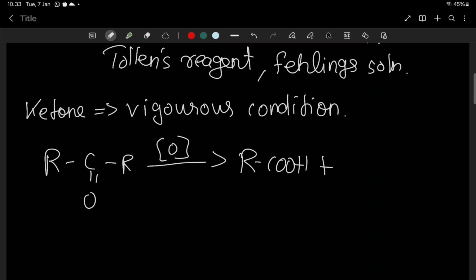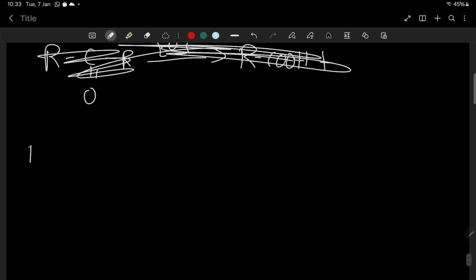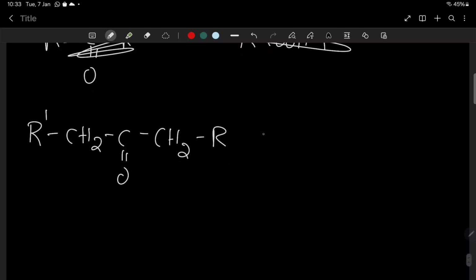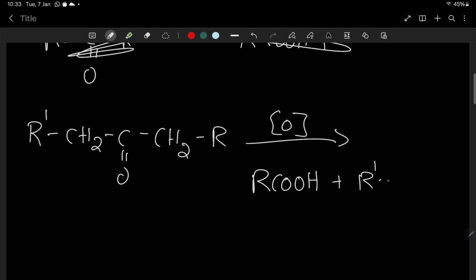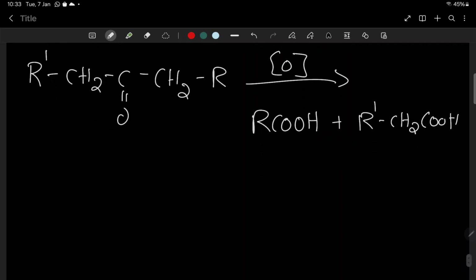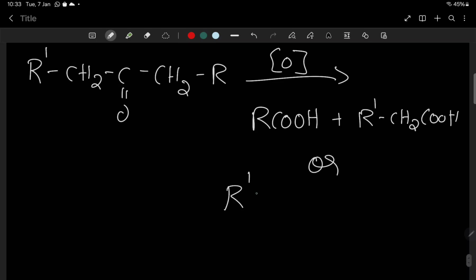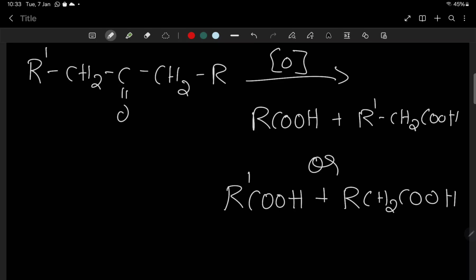We'll write it in another method. Look, we'll write it like this: R' CH2 C double bond O CH2 R. If this was our ketone and we did vigorous oxidation, we can get two compounds. That is, we can get RCOOH plus R' CH2 COOH, or we can get R' COOH plus R CH2 COOH. Anything is possible.